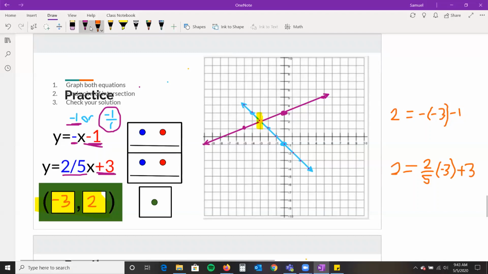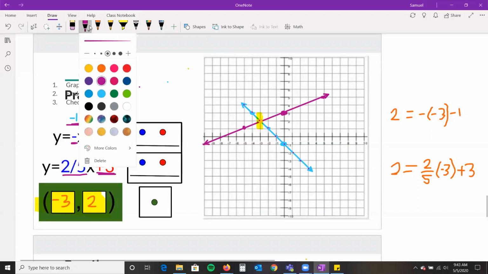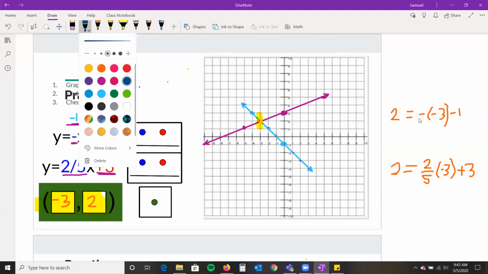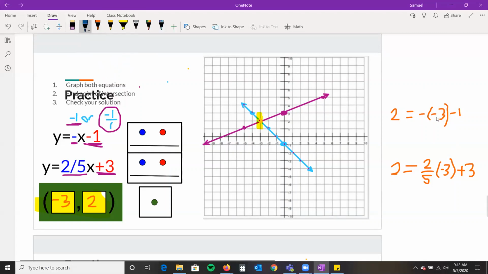All right, so then I just quickly do the math and see if these are true statements. Negative times a negative is a positive, so that's actually +3 now, and then -1 is 2. So this says 2 equals 2. I know that's a true statement, of course, so that works.